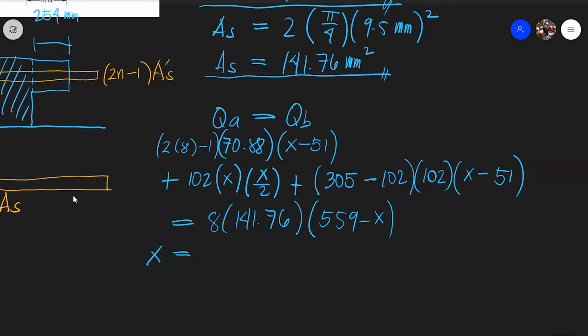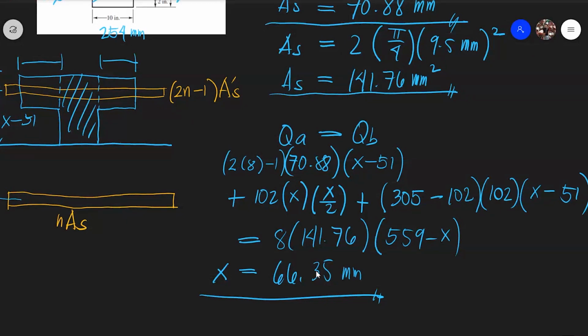So this is 66.35097, in mm. No problem. Would you accept this answer? I also got 66.35. Would you accept this value of x, yes or no?